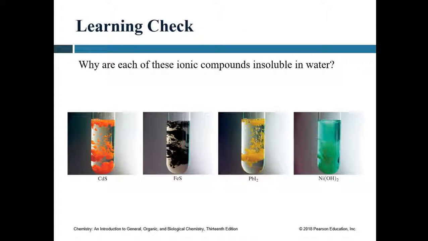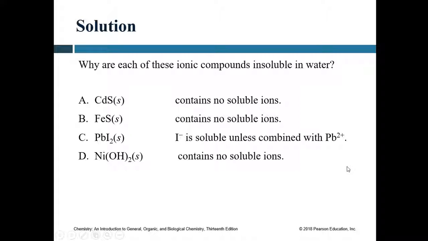So why are each of these ionic compounds insoluble in water? Well, they're beautiful, but they're also insoluble. You can tell they're insoluble because they don't dissolve. You can see the little parts of them. Cadmium sulfate: cadmium's not in the first family, and this sulfur is a -2, so no soluble ions. Here we have our iron 2 sulfide, ditto. Lead 2 iodide, anything connecting with lead is insoluble. Nickel hydroxide, nickel is not in the first family, so it is going to be insoluble.